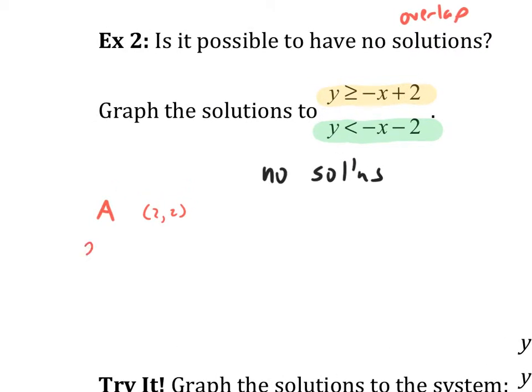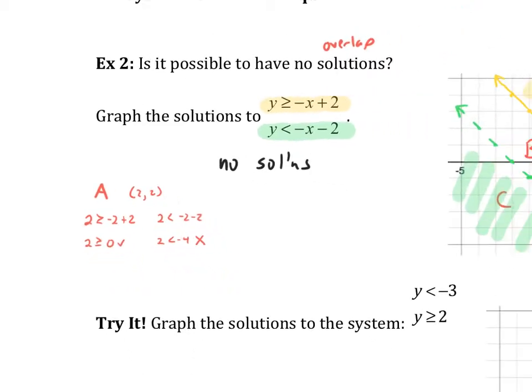And if we do check (2, 2), we see that 2 is greater than 0, so it does work for the yellow one. But then 2 is less than negative 2 minus 2. 2 is less than negative 4. So far, doesn't work.